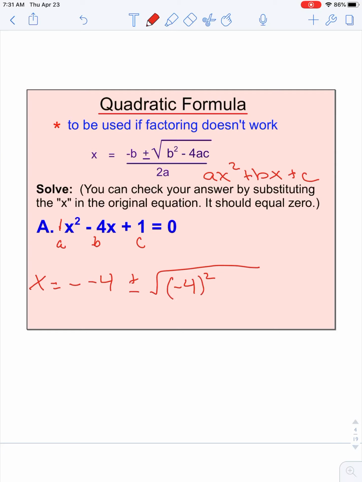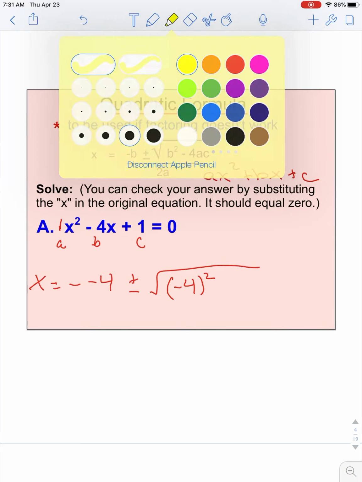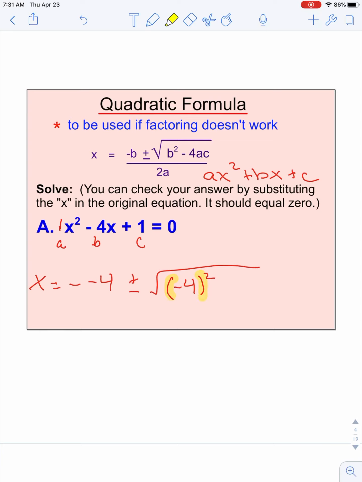Well, we're taking negative 4 squared. Negative 4 times negative 4 is going to be positive 16. So make sure you're including those parentheses. That is a really important point, and it's a common mistake that kids forget to do the parentheses. Kids will forget that they have to take the opposite of this negative. They'll just ignore one of those.